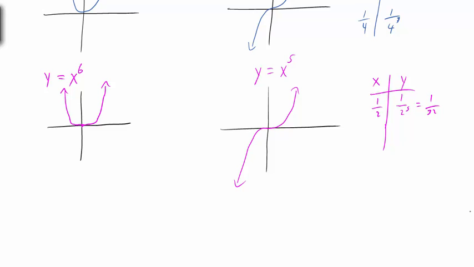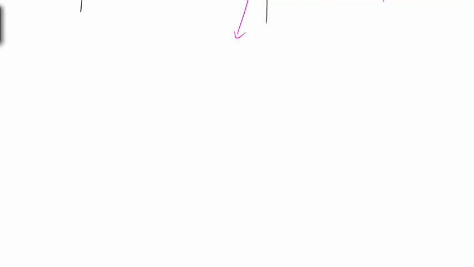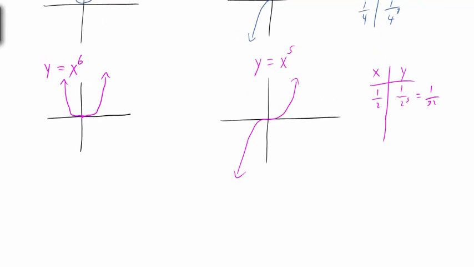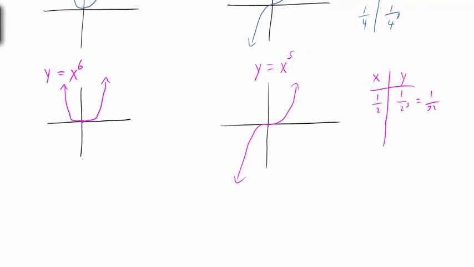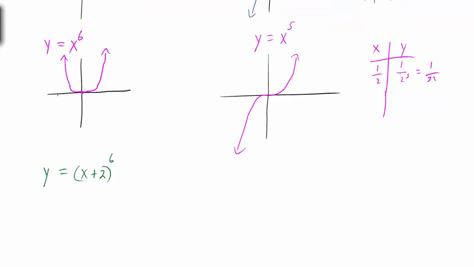Now keep in mind all of these monomials, these one-term functions here, if we were to think of the transformations we've done in the past, for example, if we just look at this y equals x to the 6th, well, we know that y equals x to the 6th flattens out and touches here at the origin. Now, what happens if I said we have y equals x plus 2 raised to the 6th power? Well, the same rules we had for transformations are going to apply here.